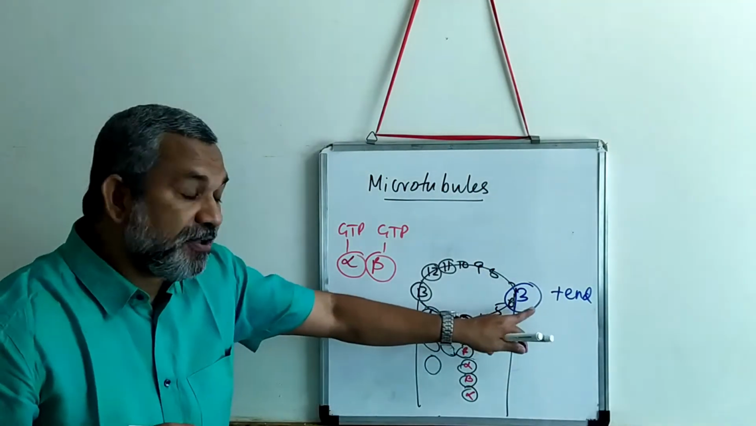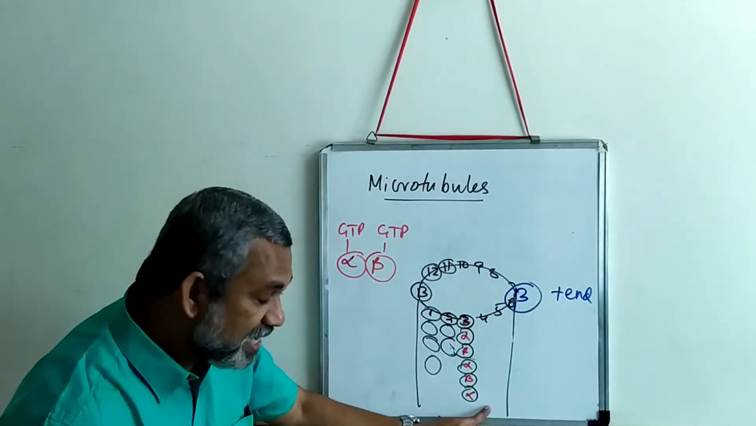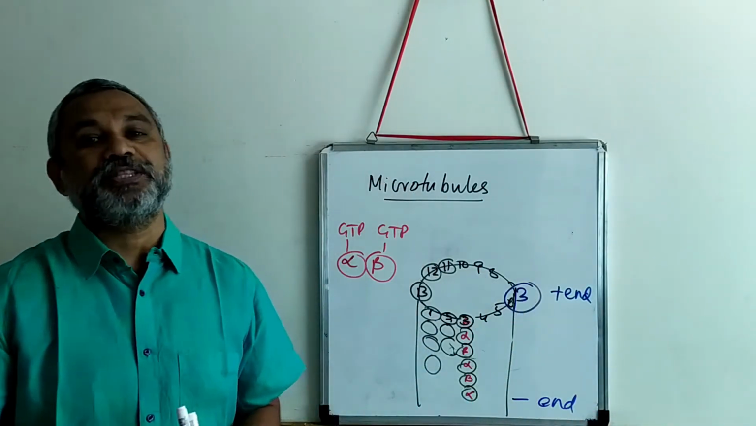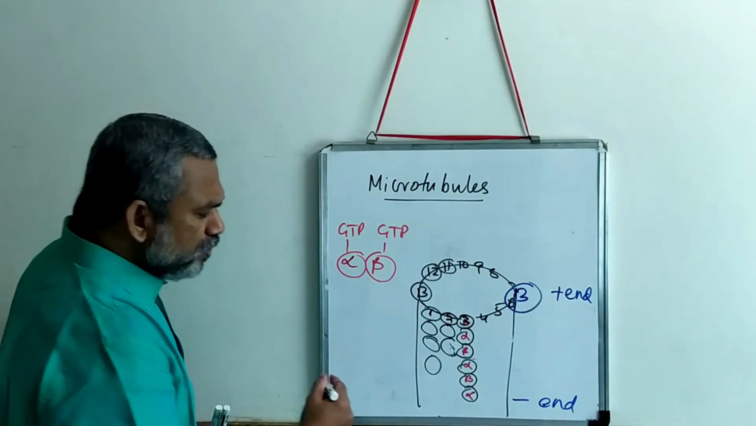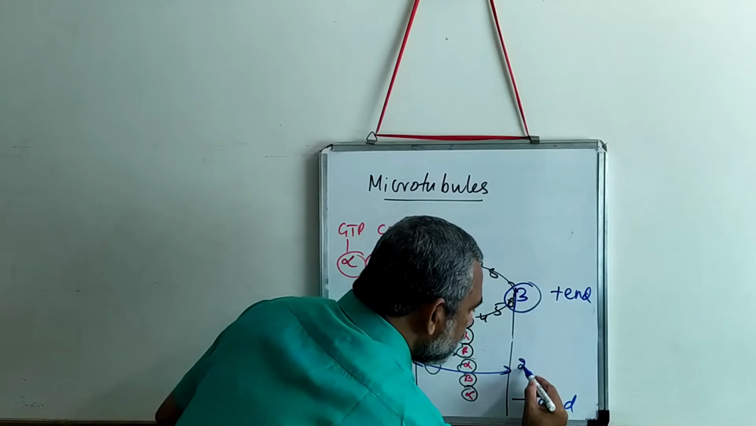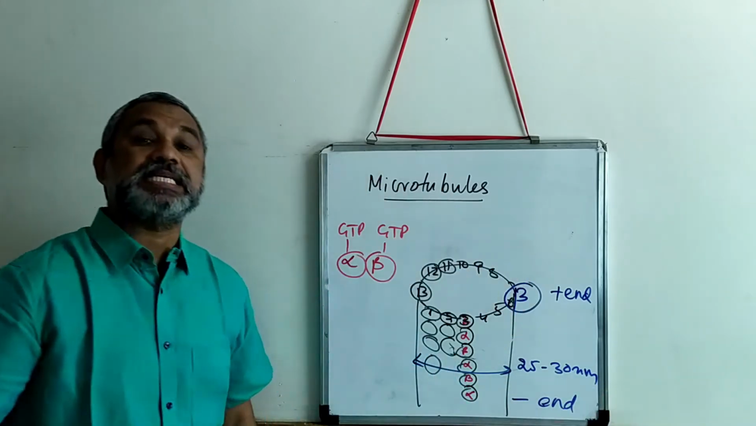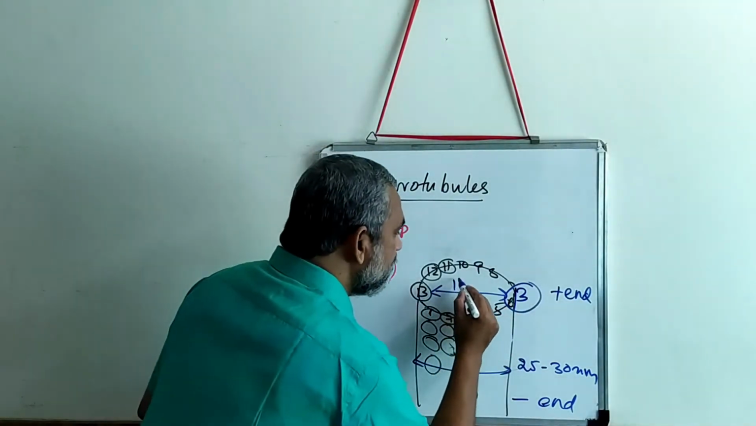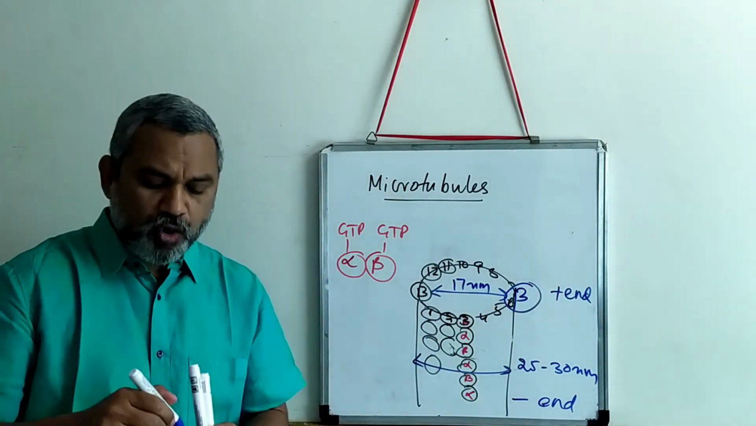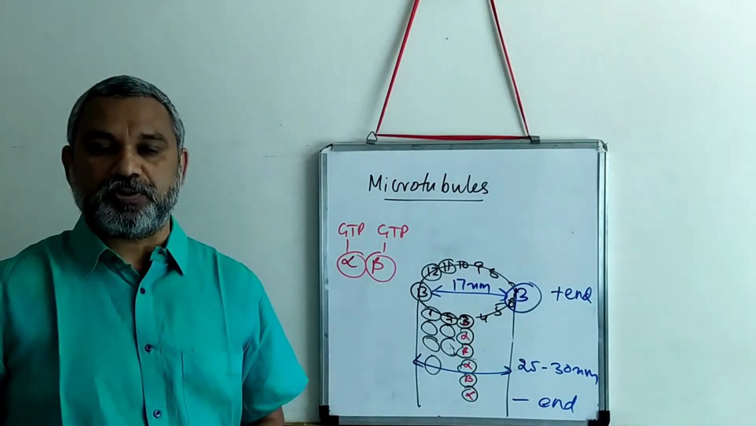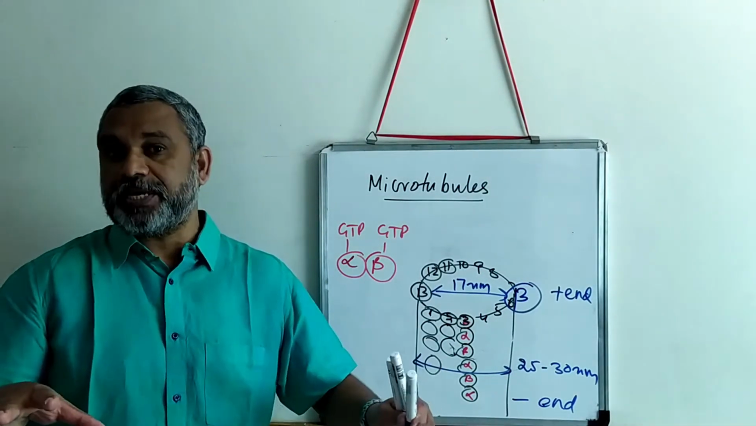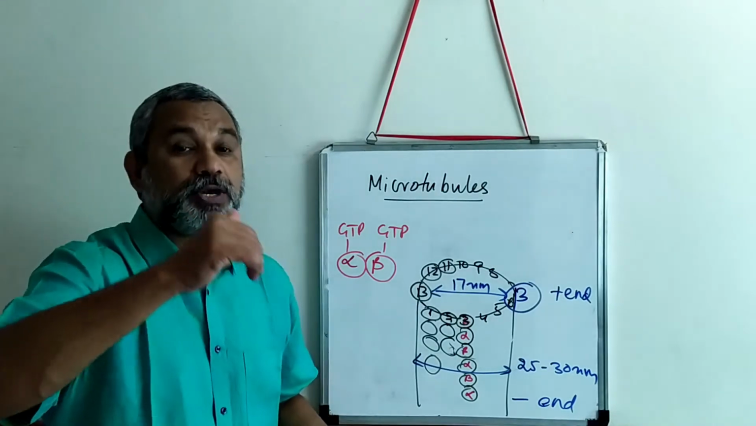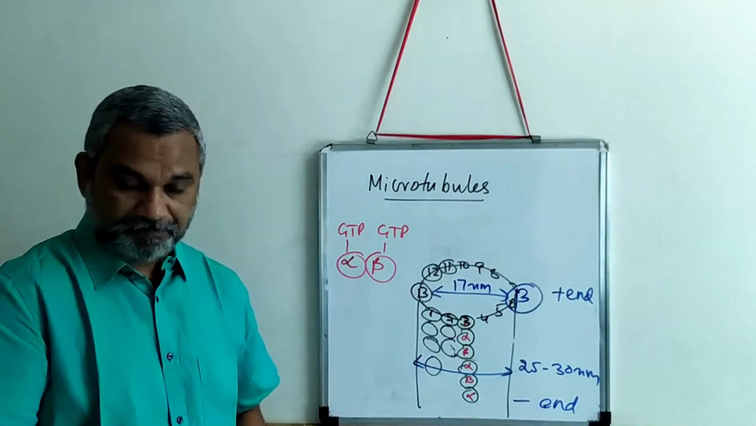So remember, the plus end will have the GTPase activity, and the end which begins from an alpha subunit is called the minus end of the microtubule. The diameter varies from 25 to 30 nanometers. The inner portion is hollow, somewhere around 17 nanometers. You will find plenty of microtubules inside the cell, forming a track for the dynein and kinesin molecules to travel on.